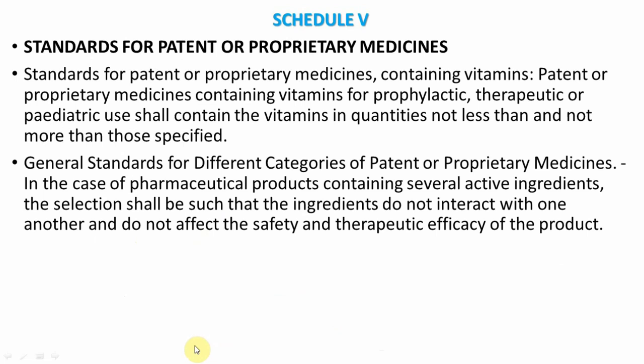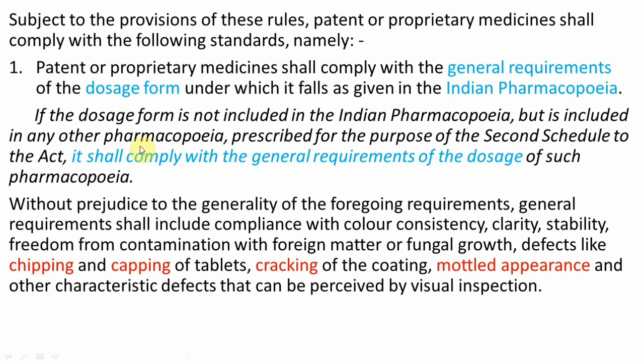The next is the Schedule V, that is standards for patent or proprietary medicines. The standards for patent or proprietary medicines containing vitamins, patent containing vitamins for prophylactic, therapeutic or pediatric use shall contain the vitamins in quantities not less than and not more than those specified. Then next, subject to the provisions of these rules, patent medicines shall comply with the following standards.